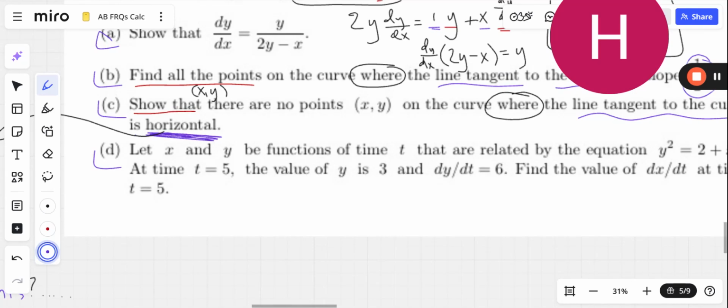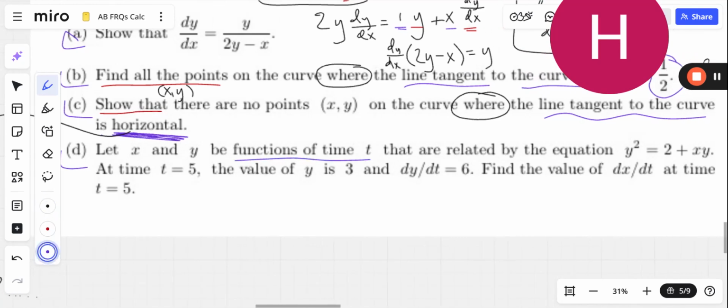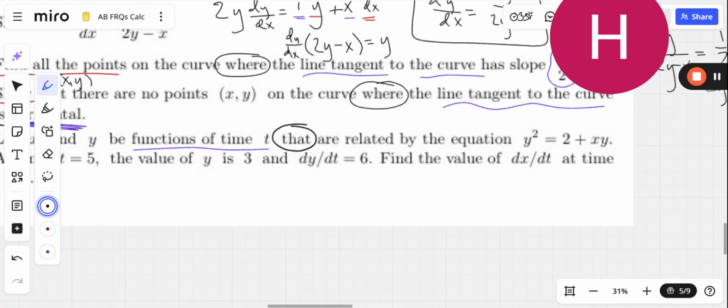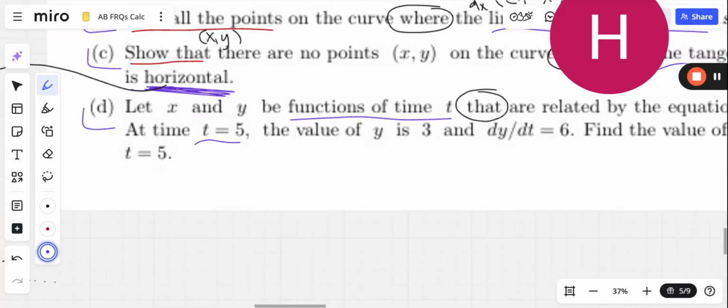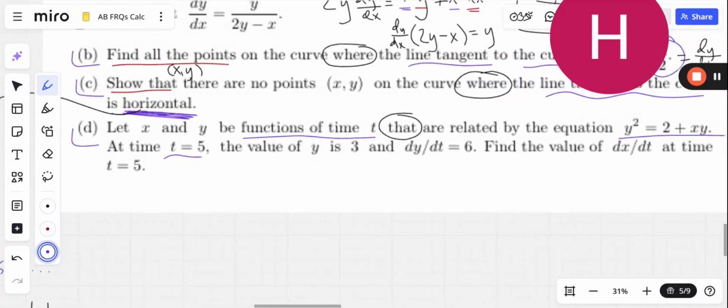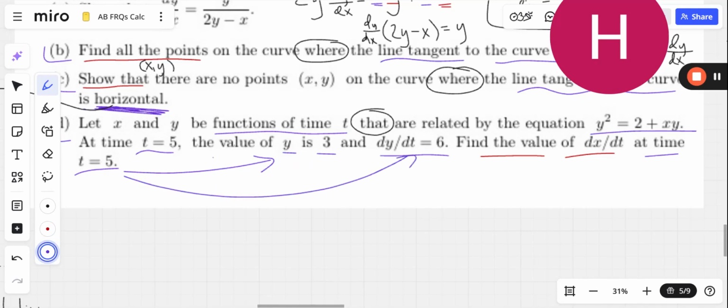Question D says, let x and y be functions of time that are related by the equation. Okay, same equation. At time t equals 5, this is almost like a related rate portion. At time t equals 5, the y value is 3, and dy/dt is 6. Find the value of dx/dt at time t equals 5. So under the same conditions, that means that when y is 3 and when dy/dt is 6, okay?